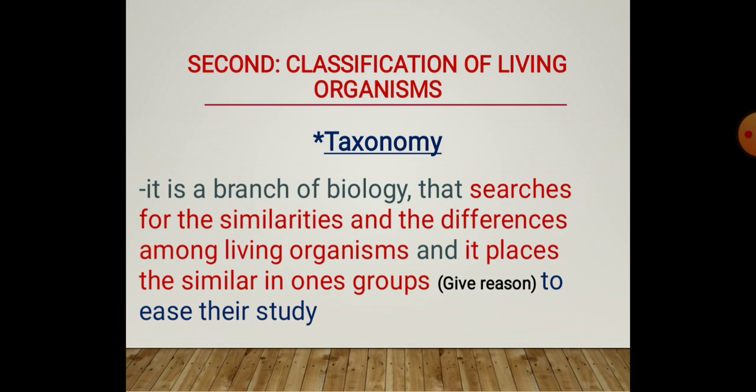Second, we are going to talk about the classification of living organisms. First, we are going to talk about the definition of taxonomy. It is the branch of biology that searches for the similarities and the differences among living organisms, and it places the similar ones in groups according to a certain system in order to ease their study. Perfect.